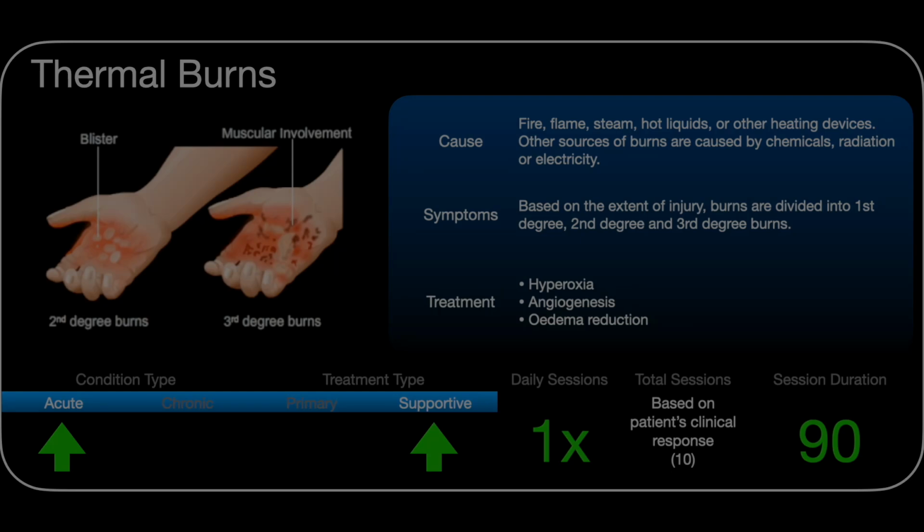The symptoms would be based on the extent of the injury, and this would be divided between first, second, and third degree burns depending on the depth of the injury. The use of hyperbaric oxygen therapy within the context of the treatment of thermal burns relies on hyperoxia, angiogenesis, and the reduction of tissue edema caused by hyperbaric oxygen therapy.